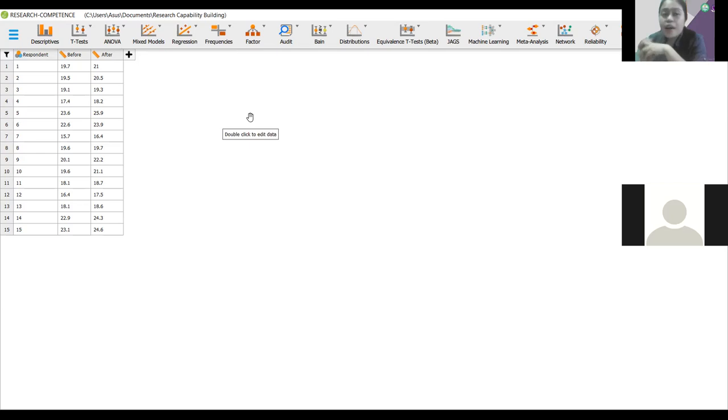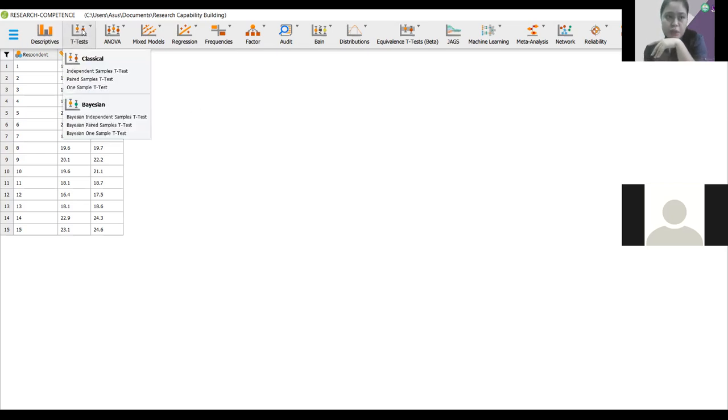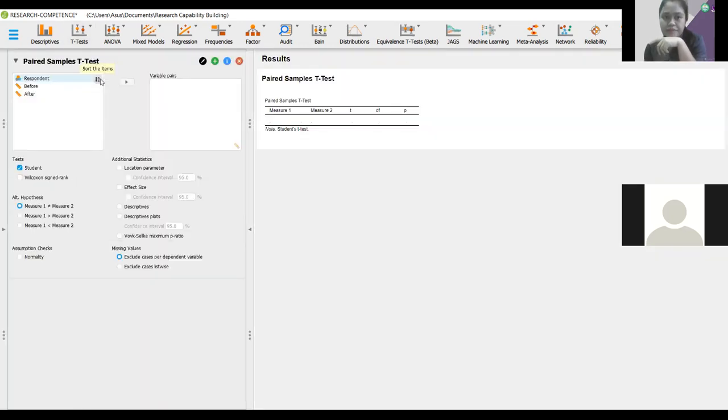Now, since we are comparing, we are going to do the t-test. So click t-test here at the top. And again, we will do the paired t-test. So click paired samples t-test. Okay? I hope you can follow. And then, next, what is our pairing? Before. So transfer it here. We only have one box because the two are paired. And then transfer the after also. And then wait for the table.